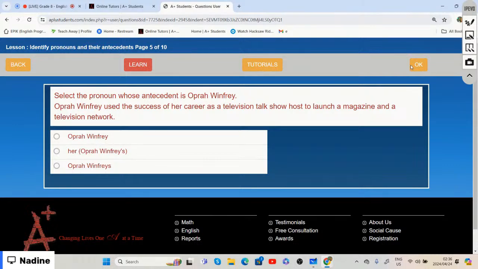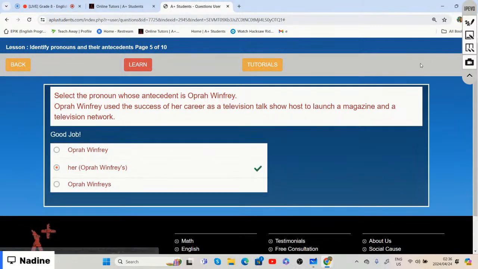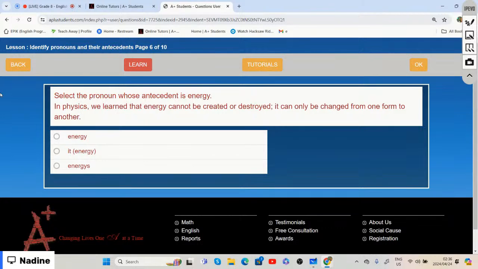Oprah Winfrey used the success of her career on television as a television talk show host to launch a magazine and a television network. So now we need to select the pronoun and its antecedent. Is it just Oprah Winfrey? If we select it, we're going to select her. Her, which is Oprah Winfrey. All right, so that is correct.